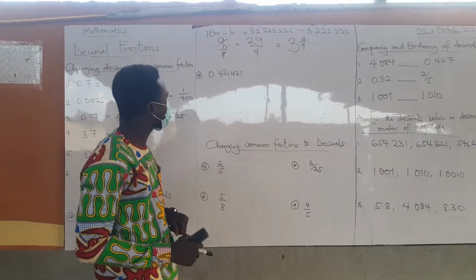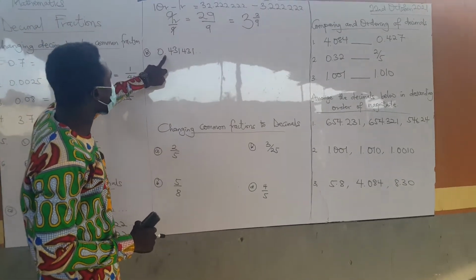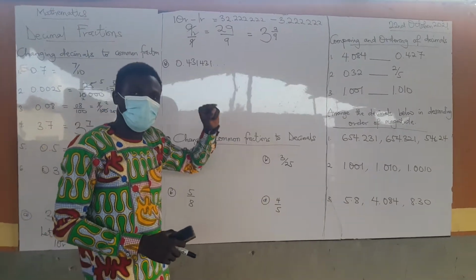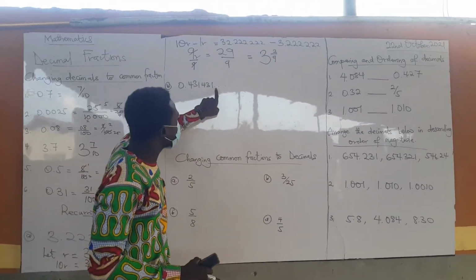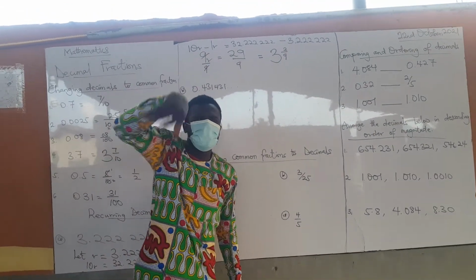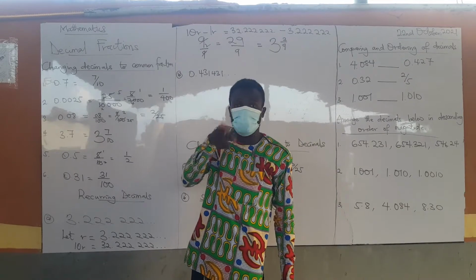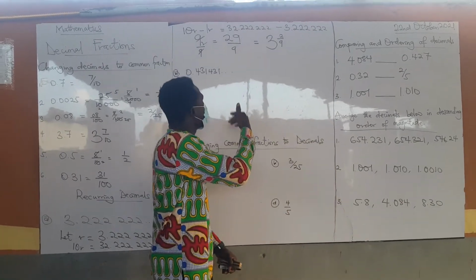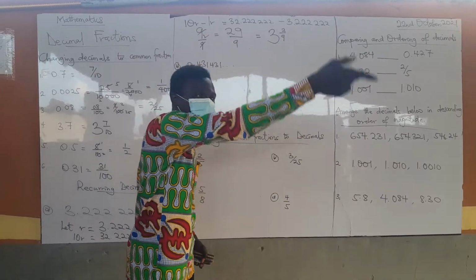Now let's look at the second one. The second one too, we have 0.431431. Because of these 3 dots that we see there, it means the 431 repeats itself. Just like this one, the 2 repeats itself. This one too, 431, 431, 431, forever and ever.